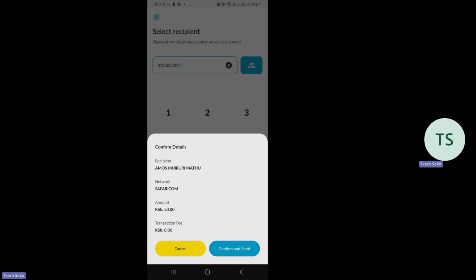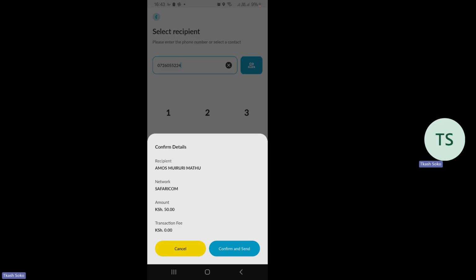So itakuwa inakuletea details za recipient. So the recipient must have, of course, registered a phone line using that mobile network, and their name will appear there, the network, the amount, and the fee. So if you agree with the name and the fee, then you confirm and send. Hiyo pesa inatoka kwa Tcash yako na inaenda kwa M-Pesa ama the phone of that other person you are sending the money to.